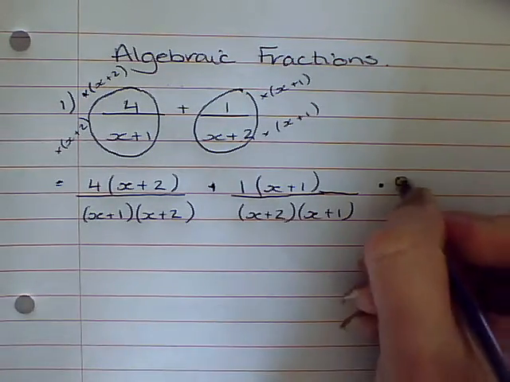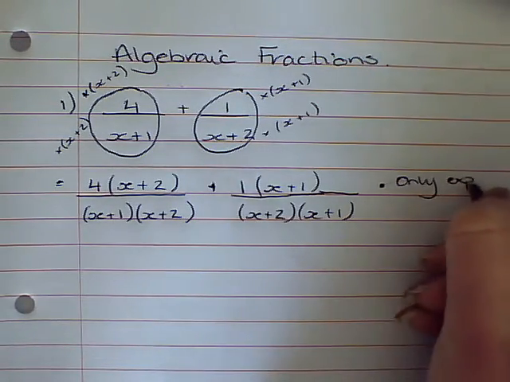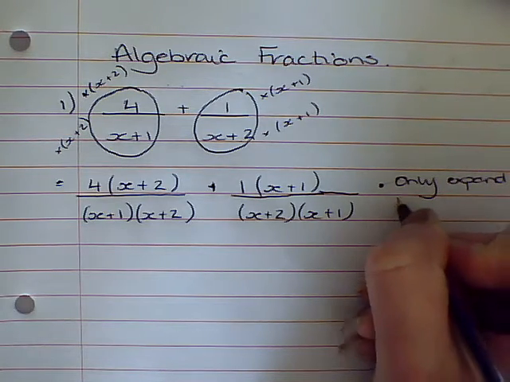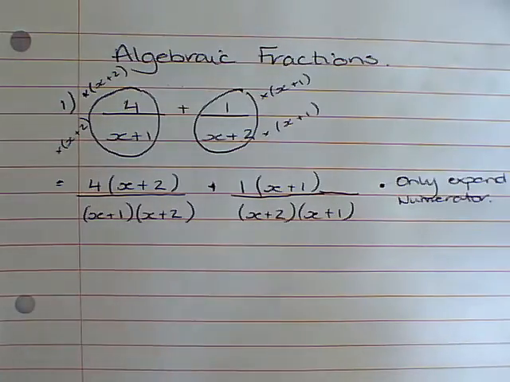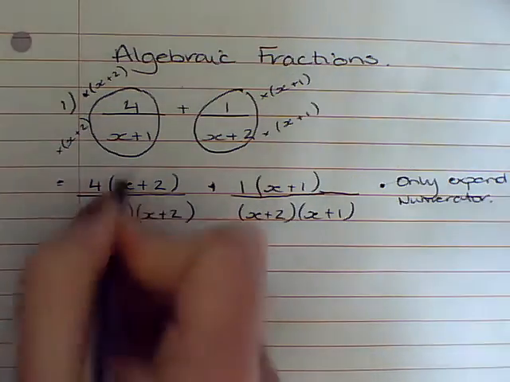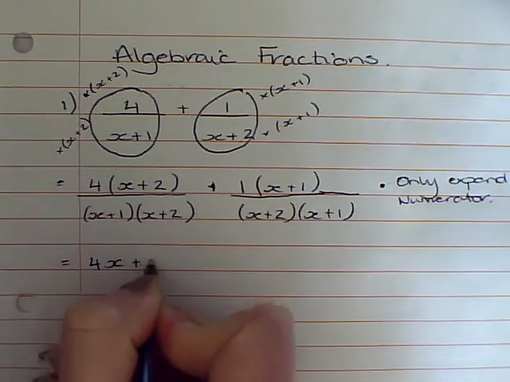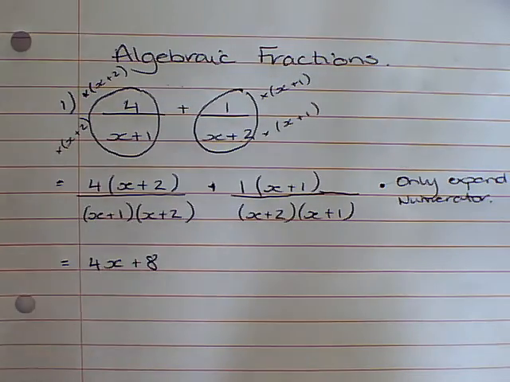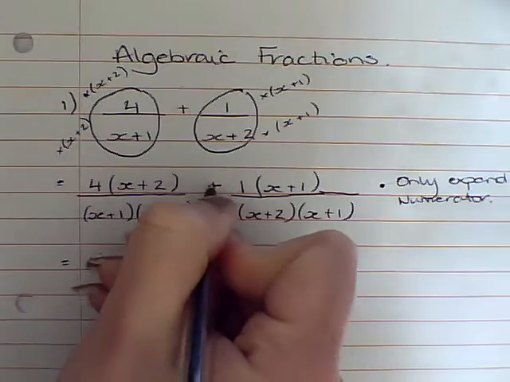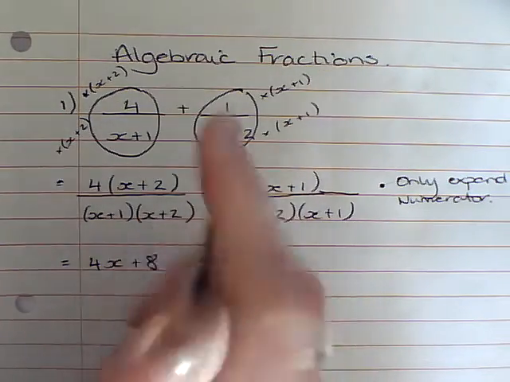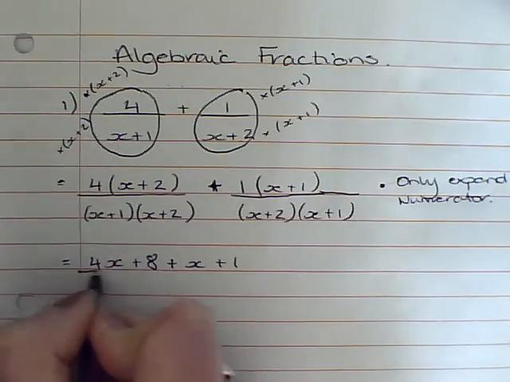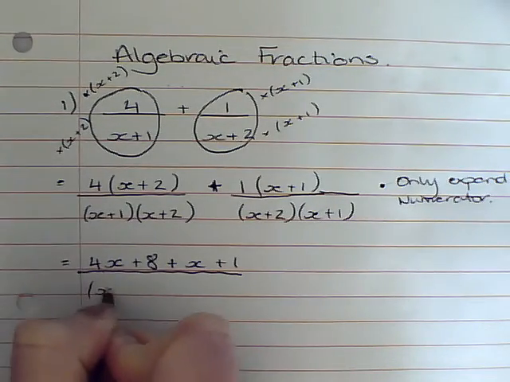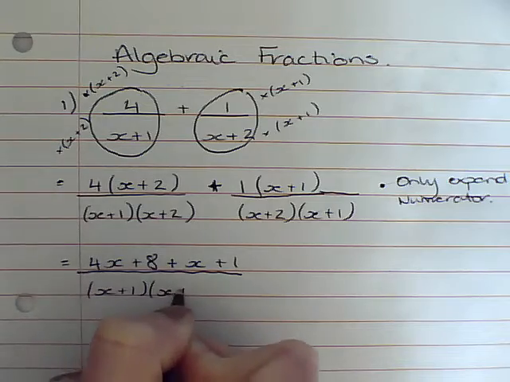Next step is to expand the top line only. So only expand the numerator. We just leave the denominator as it is. So on the top here I've got 4x plus 8, and then, sorry, that's an add sign, and this bit, 1 times x is x, add 1, all over, and I'm going to write them just like that.